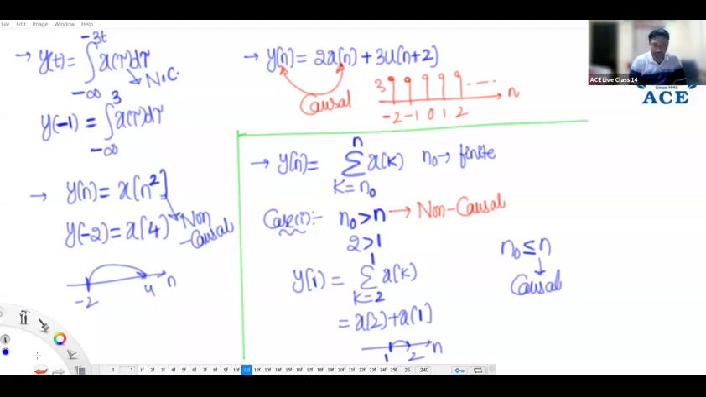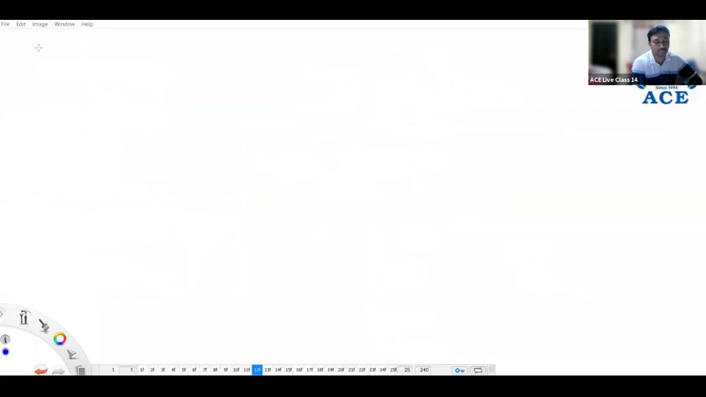Suppose in the summation, if we make the lower limit as 0, instead of n naught, then what will happen? Y of n equals sigma 0 to n of xk. Now you respond. Instead of n naught, we have made 0. It will be non-causal.